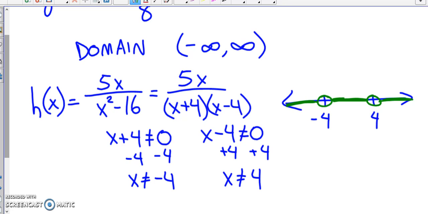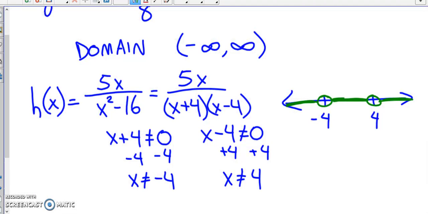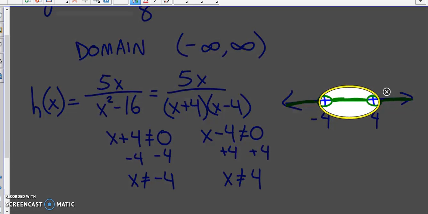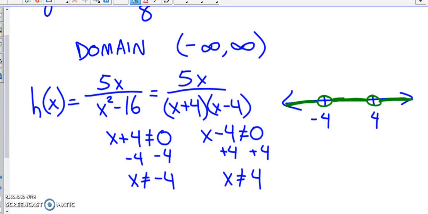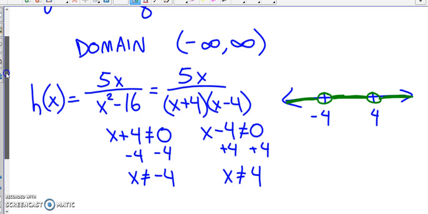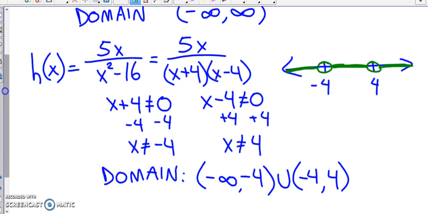So here's where I get those intervals that I'm going to union together. The first interval is this guy right here. So that's the interval from negative infinity to negative 4. Then you've got this one in here, which is from negative 4 to 4. And then you've got this one right here, which is from 4 to infinity. So the domain is negative infinity to negative 4, union negative 4 to 4, union 4 to infinity.